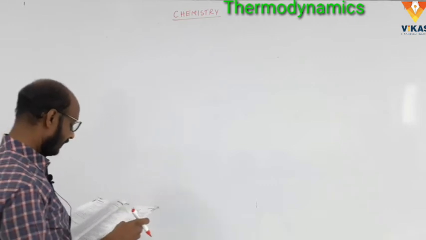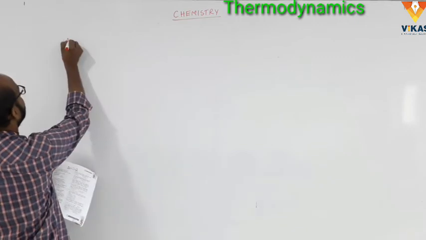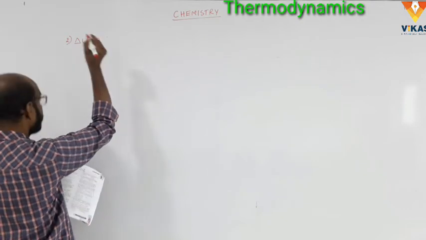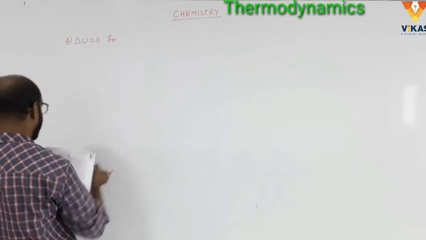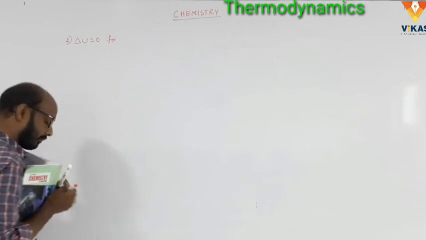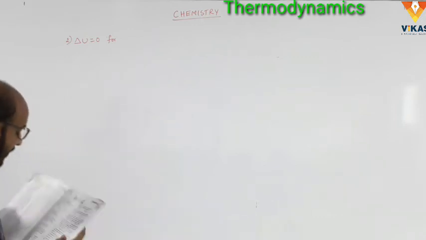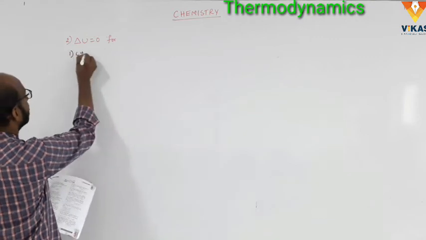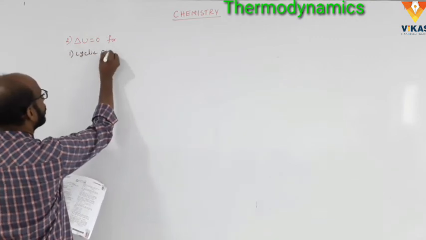Next one. Delta U is equal to 0 for number 1, cyclic process.